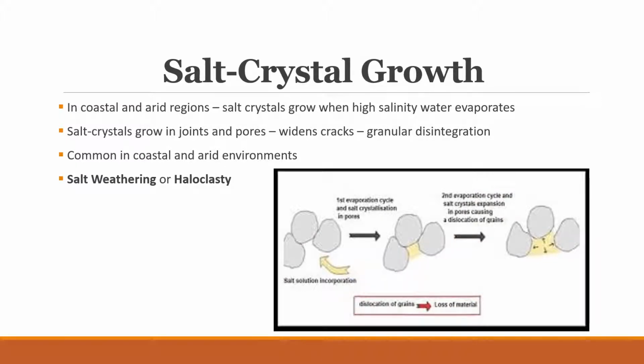Salt crystal growth is dominant in coastal and arid regions. So in coastal regions, the salt is coming from the ocean. In arid regions, the salt is coming from high rates of evaporation. So again, the salt crystals grow when high salinity water evaporates.